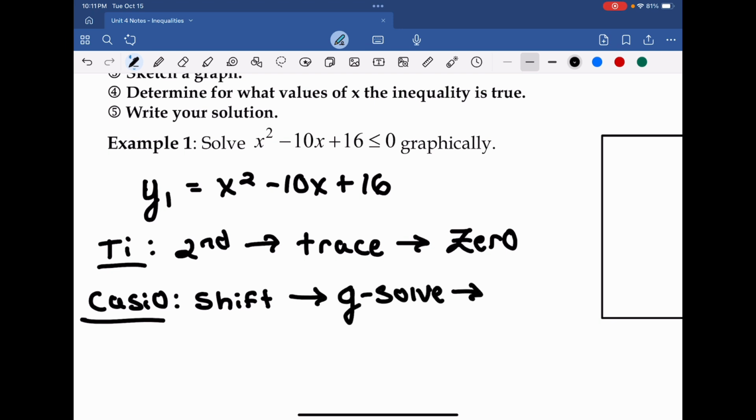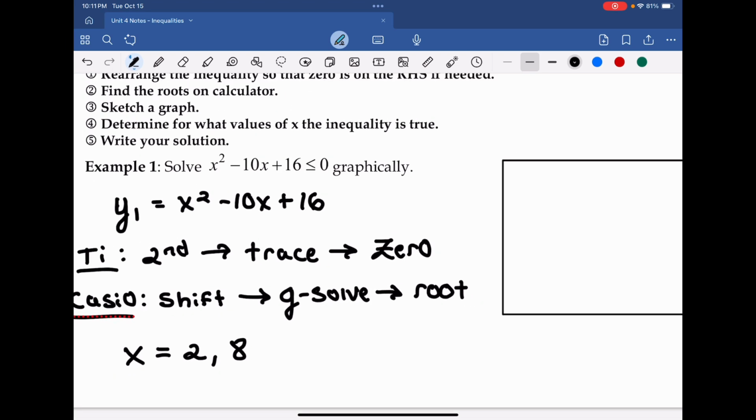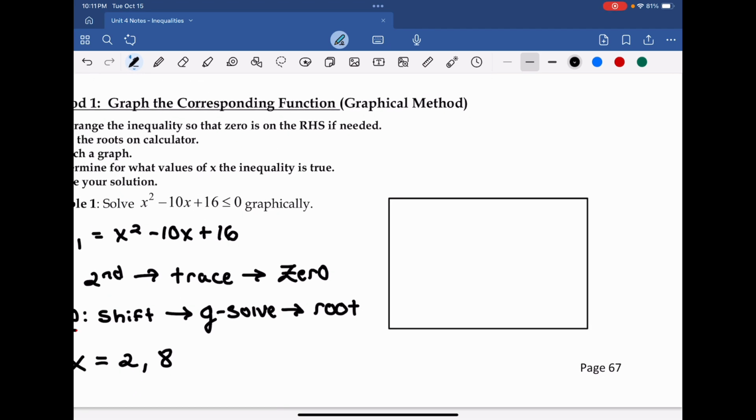Once we solve, what we're going to do is click the button root. Now, when we do this, we're going to figure out that x is equal to 2 and 8, meaning that when we look at this, we want to make sure we draw out a sketch now that we have our x-intercepts.